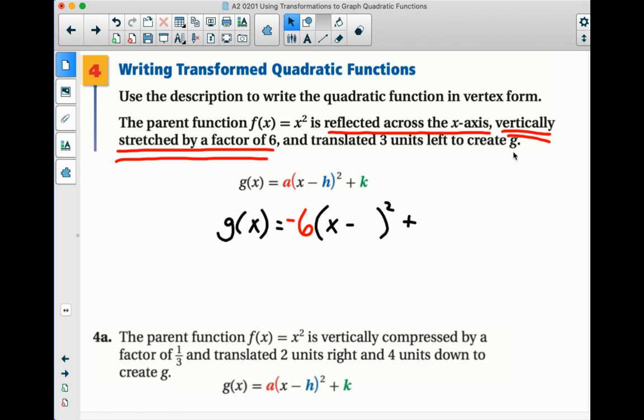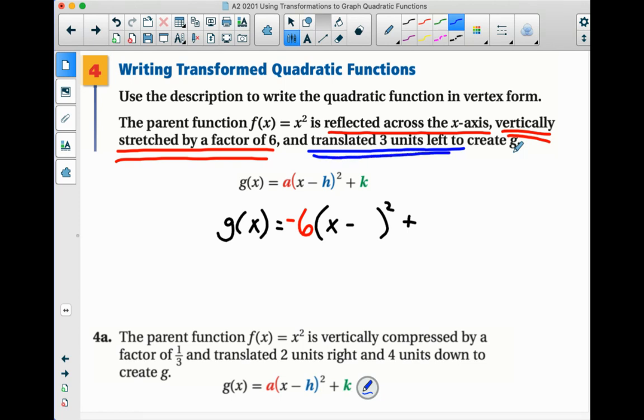Let's see. Translated 3 units to the left. So this goes inside with the x. And remember, that means it's plus 3. Because technically it would be minus negative 3, but we're just so cool, we're going to change that right now to plus 3. Now, it didn't say we were moving it vertically at all. It said it was stretched vertically, but we're not moving it.